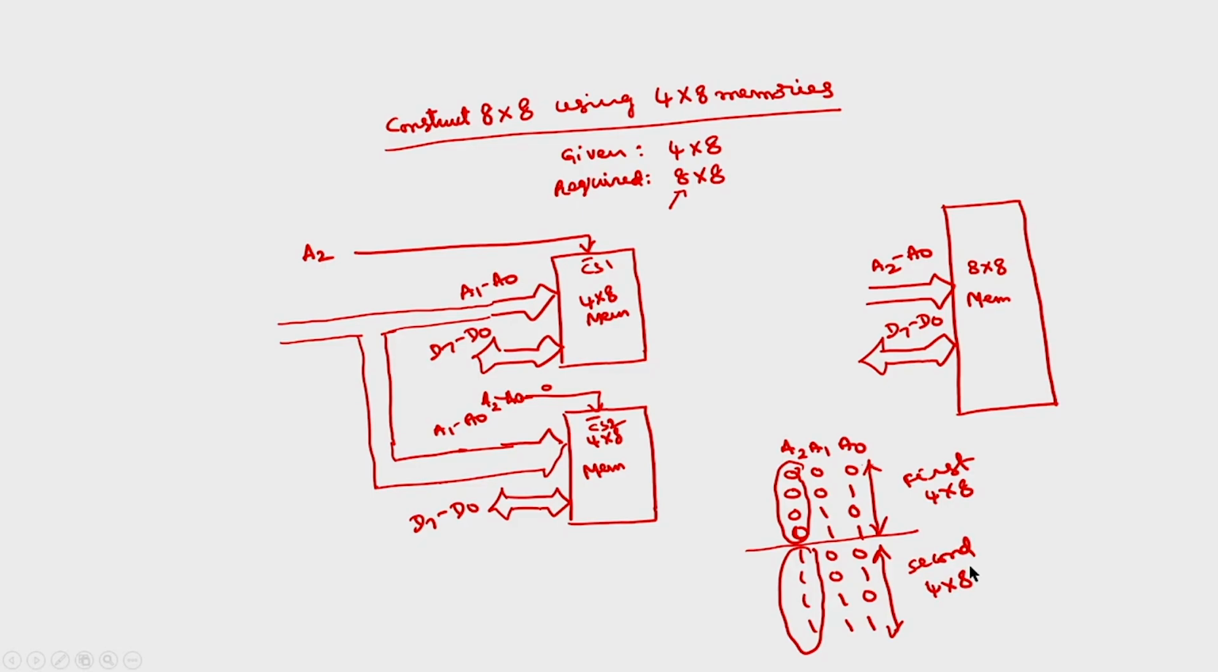Within this first 4 by 8 memory, how do we select the 4 different locations? Again A1, A0 we have to change. 0 0 means first location, 0 1 means second location, 1 0 means third location, 1 1 means fourth location. Similarly, in the second 4 by 8, if A1 A0 is 0 0 we select the first location, 0 1 the second location, 1 0 the third location, 1 1 the last location. So, like that we can extend the memories. Constructing this is called address expansion. We are expanding the address and we are fixing the data.